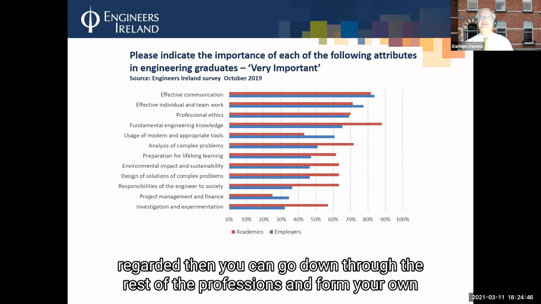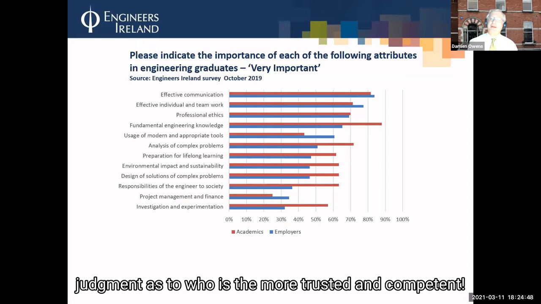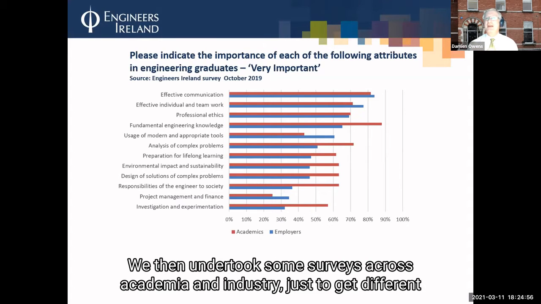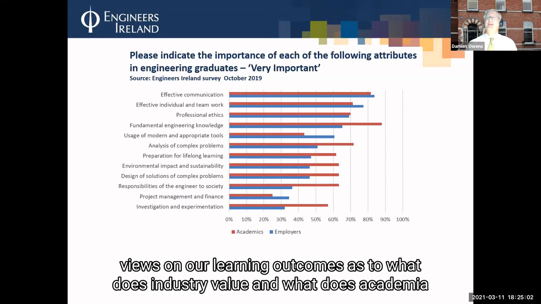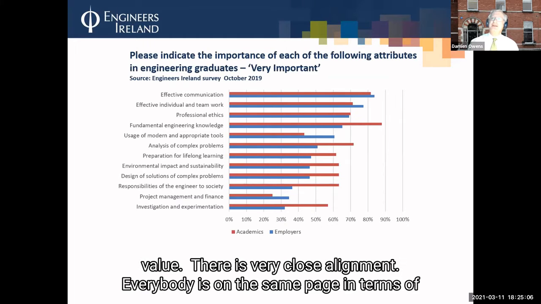We then undertook some surveys between academia and industry, just to get different views on our learning outcomes as to what industry values and what academia values, and there's very close alignment. So I think everybody's on the same page in terms of understanding what we need to teach engineers and what the engineers in the workforce need to be capable of doing.